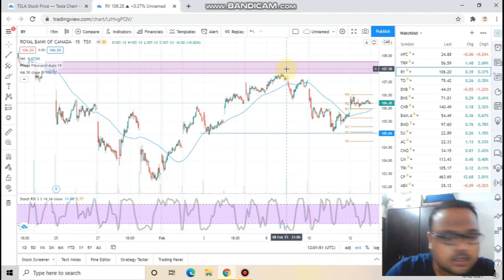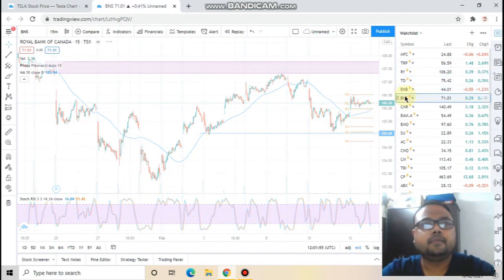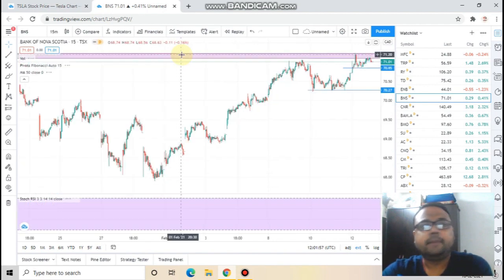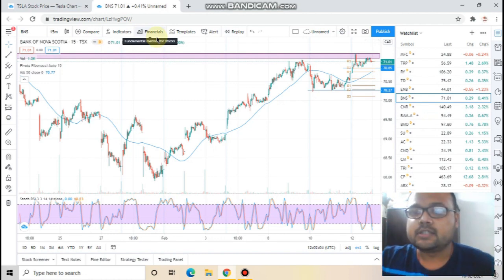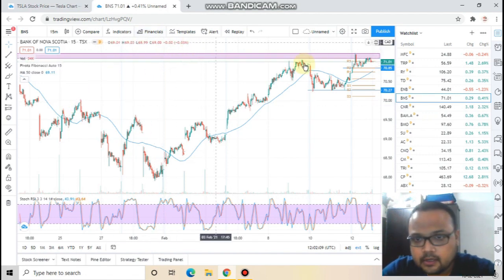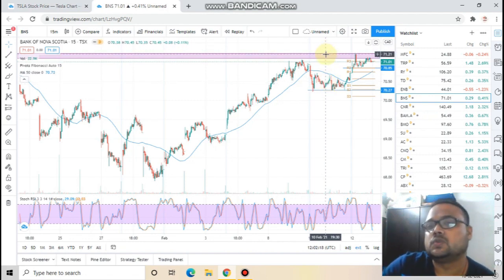So what is the second stock? The second stock is BNS, the Bank of Nova Scotia. Right now trading at 71.01, round figure 71. It has a good support at 70.27, and 71.2 is the resistance zone, and the stock is right now almost trading at the resistance zone.